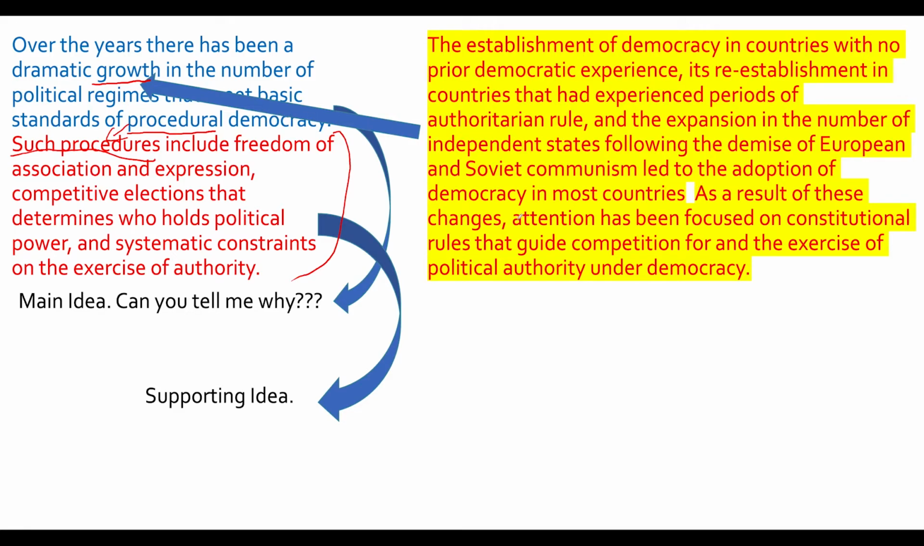Next is, as a result of these changes, attention has been focused on constitutional rules that guide competition for and the exercise of political authority under democracy. As a result, as there has been some change, it is very simple that we bring this part within our answer, because it is now telling me what happened because of all the things we have discussed so far. So it is giving me a gist of whatever we have gotten.